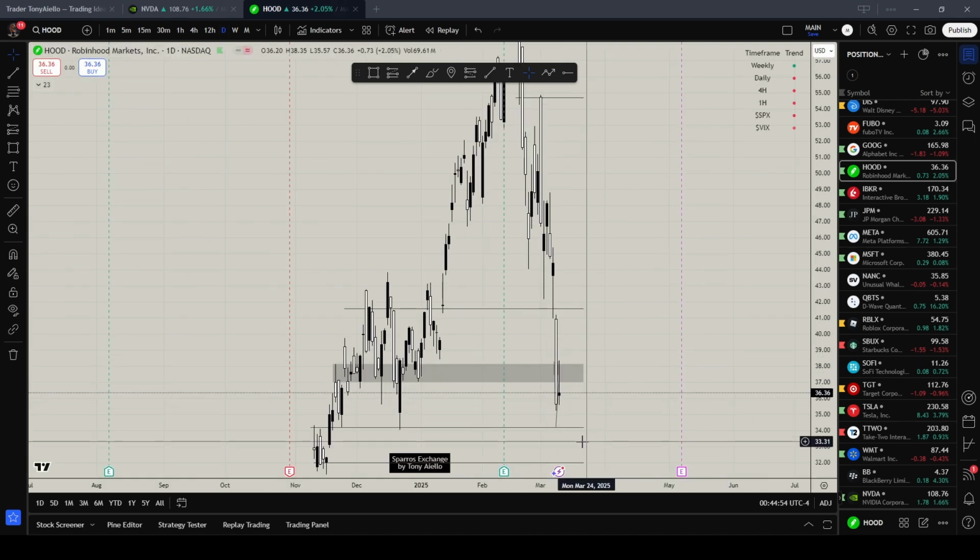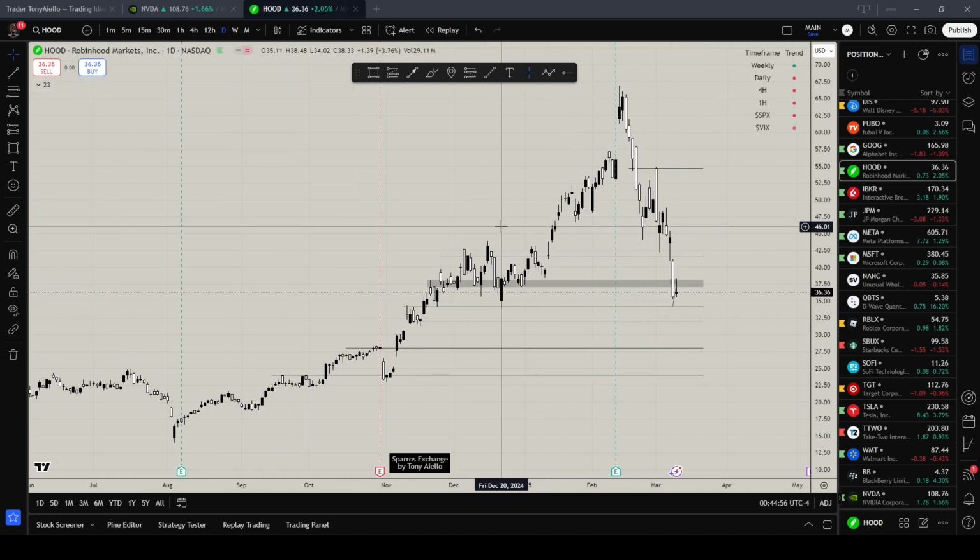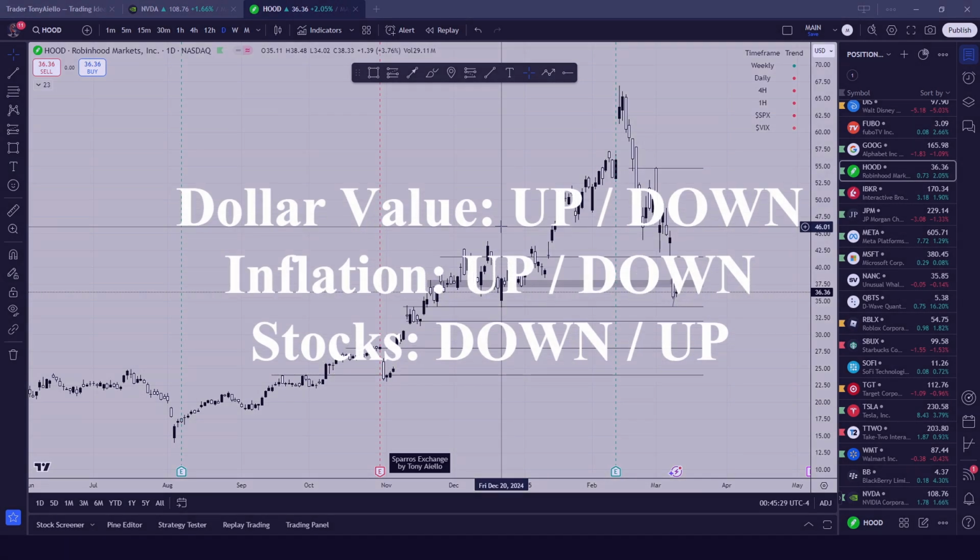So, what if CPI is lower than expected? Isn't CPI when, if it's lower than expected, it pumps the market? I have my little cheat sheet right here. Dollar value goes up when inflation goes up and stocks go down. Obviously, if inflation's higher, you're losing purchasing power, so your basket of goods is getting smaller. If inflation is lower, I assume stocks will go up a little bit.